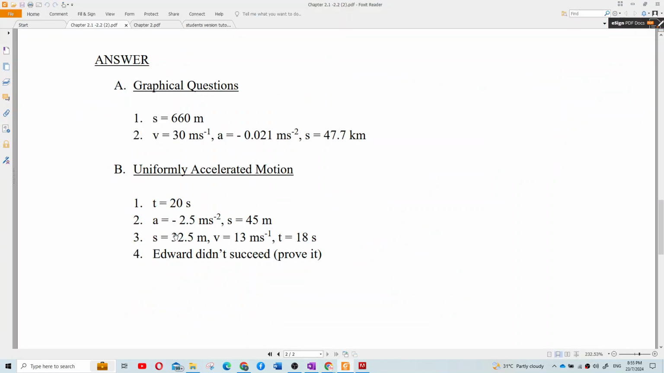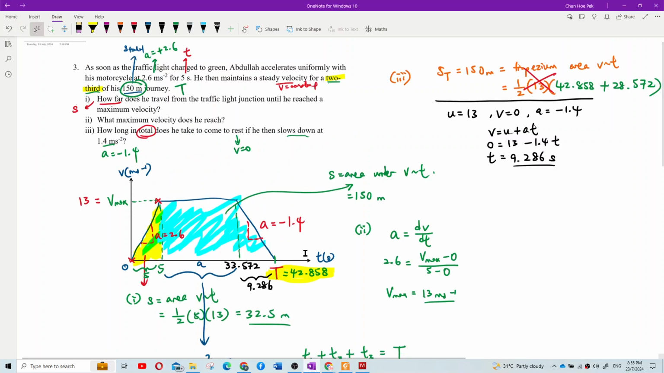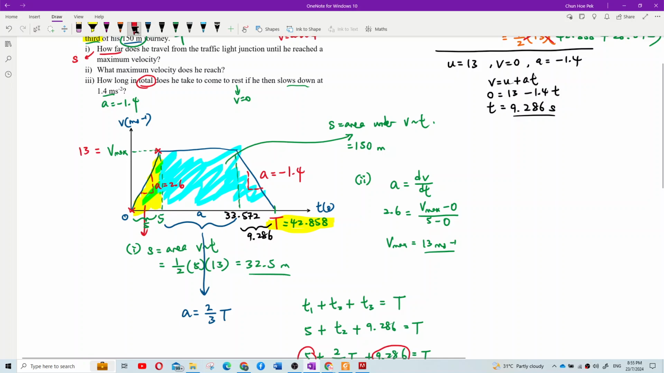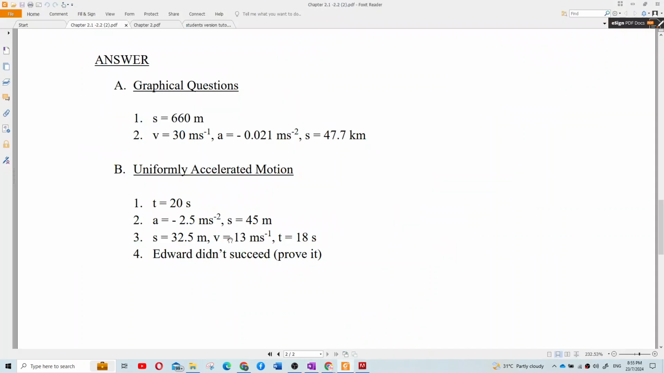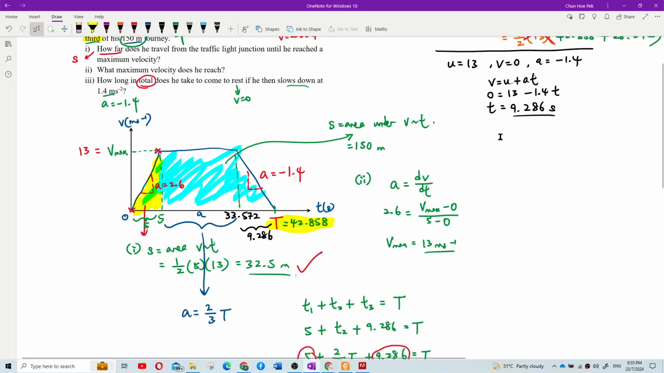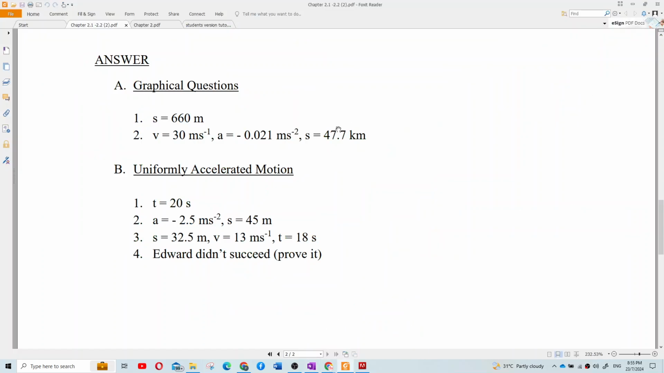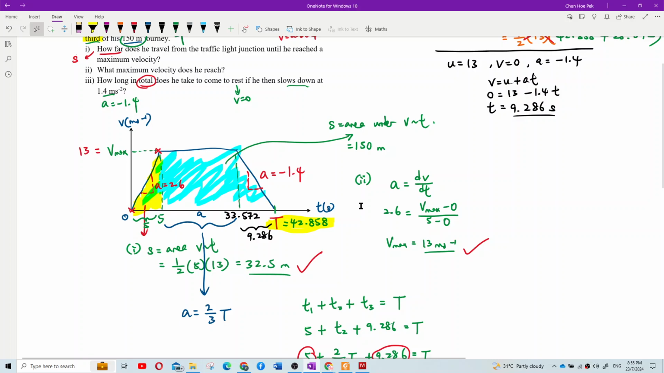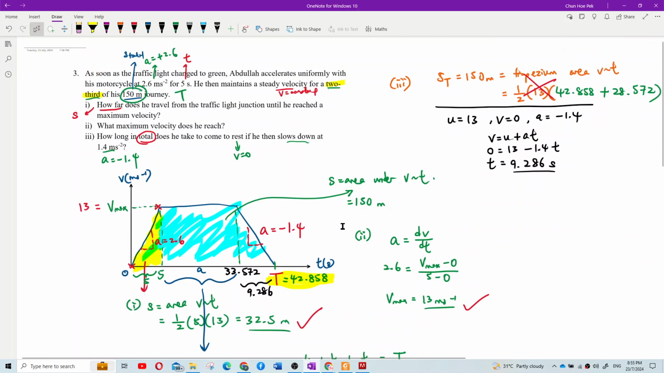Question 3. Okay, we got the first one correct. Is it correct? 32.5. Yes, it's correct. And then the second one is 13. Yes, it's correct, 13. But the time taken is 18 seconds. Total time is not 42. So I'm sorry.